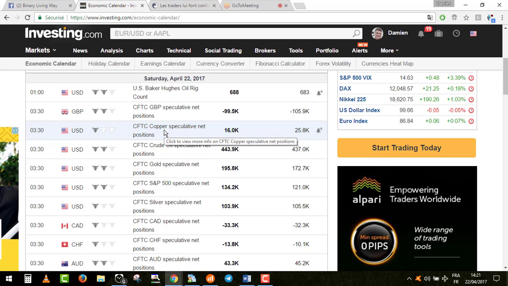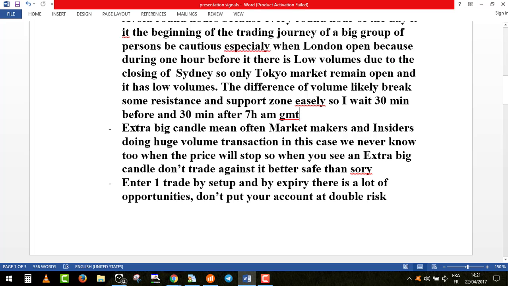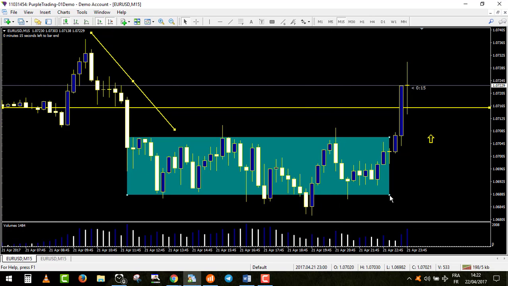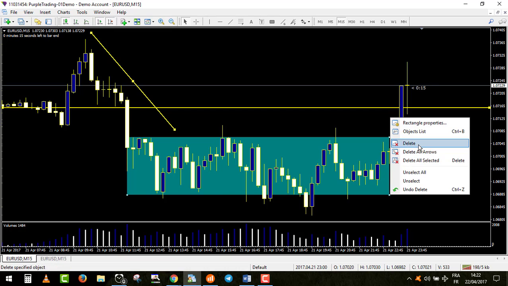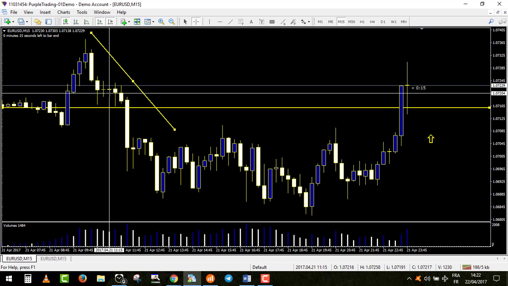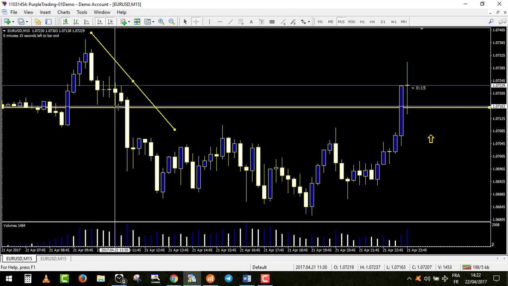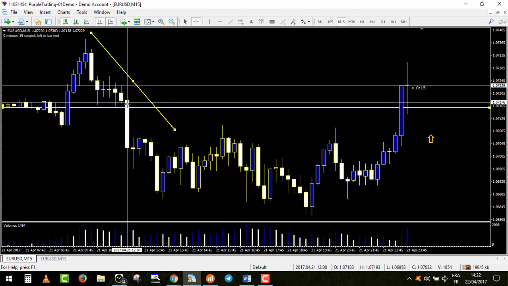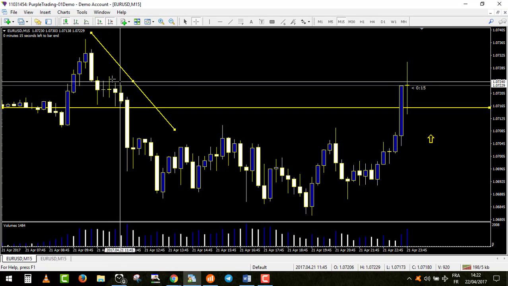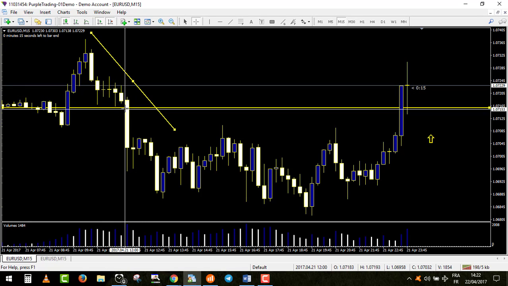Then, if you have an extra big candle, exactly what happened in our example of Euro USD, an extra big candle can mean 2 things. For example, this white extra big candle going down, you can see the 5 previous candles are very narrow, very little, and in one candle there is 1 time, 2 times, 3 times, maybe 4 times the range of the 5 previous candles. This is not a normal situation, and it can mean 2 things.